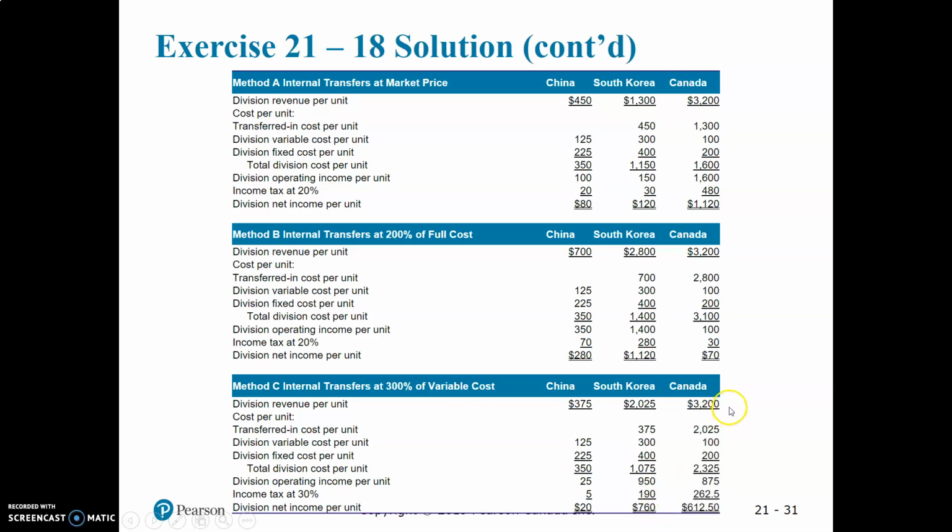And then when we look at Canada, basically our selling price is $3,200 and we subtract all of the costs, so transfer in cost, variable cost, and fixed cost, we arrive at an operating income of $875 and after-tax net income of $612.50.